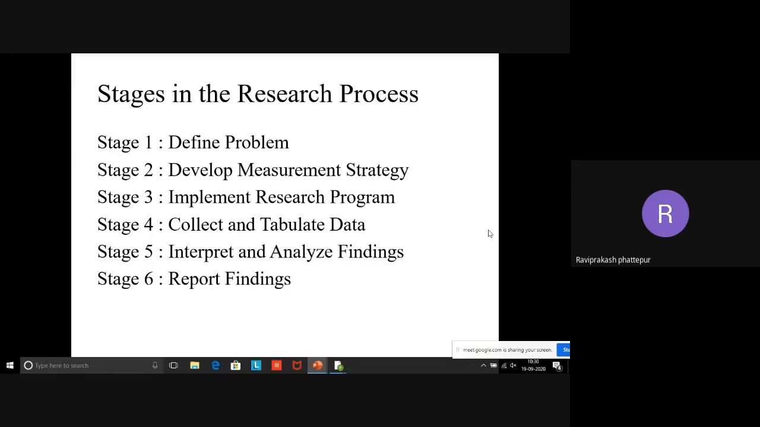So next stage, after putting that data in a particular format, we have interpretation and analyzing the findings. The raw data is already put in a tabulated way in a particular manner that you require. Then you are interpreting it, what the data tells you, then analyzing it, why it is so. Interpretation and analysis of the collected data. Then comes report findings.